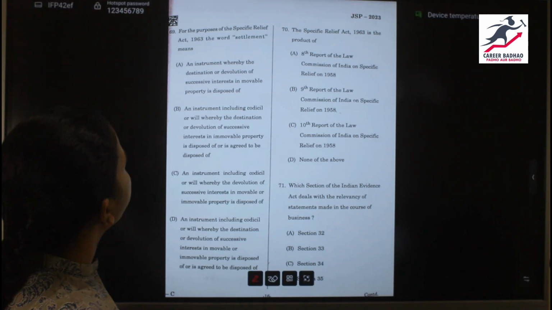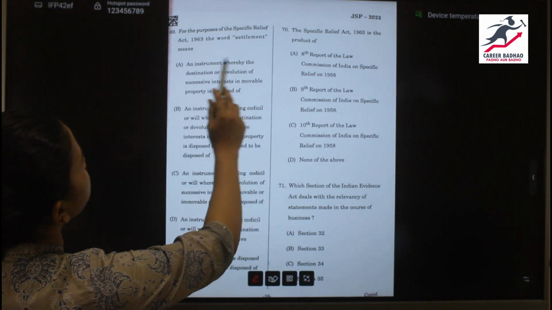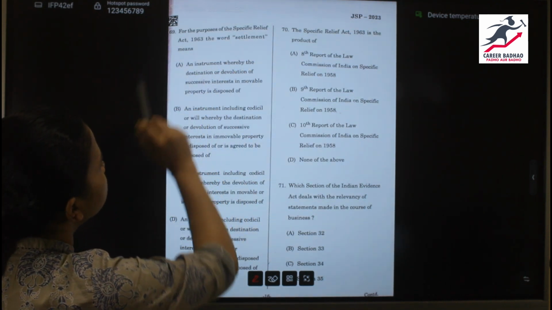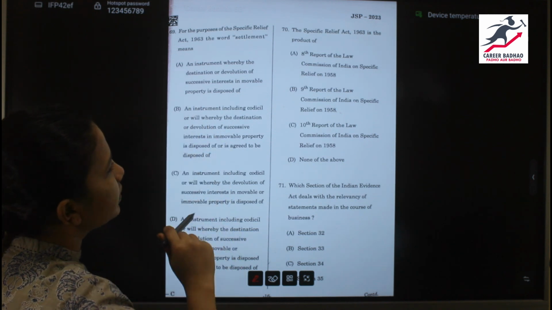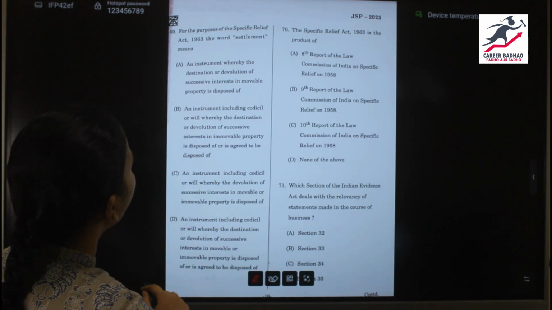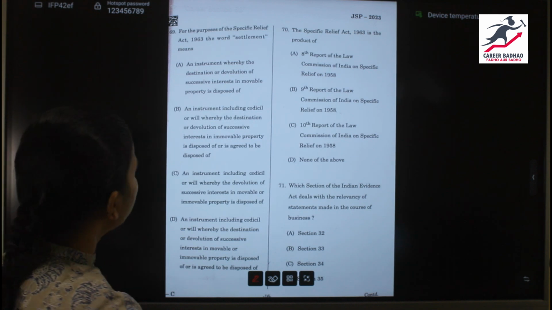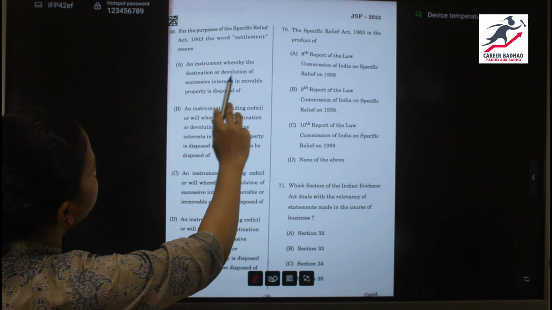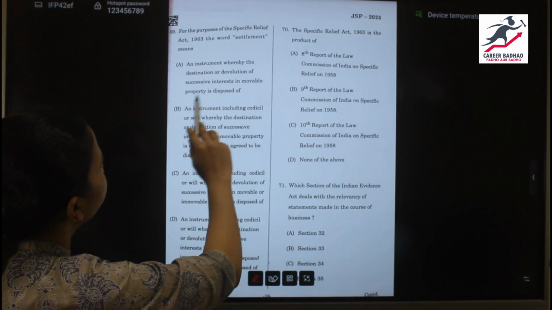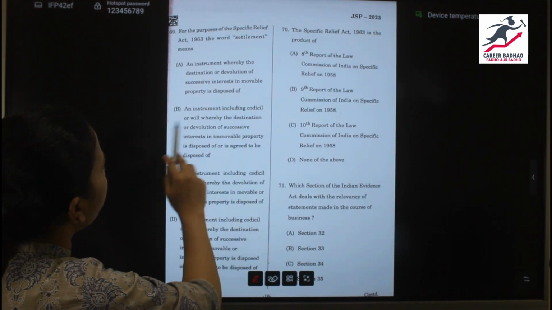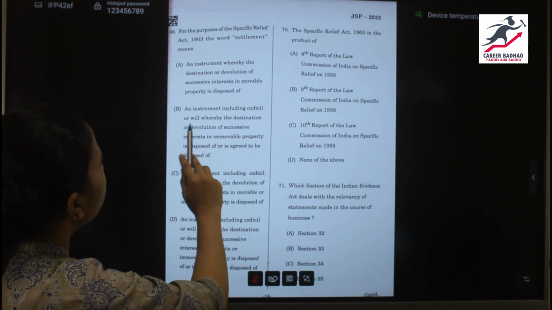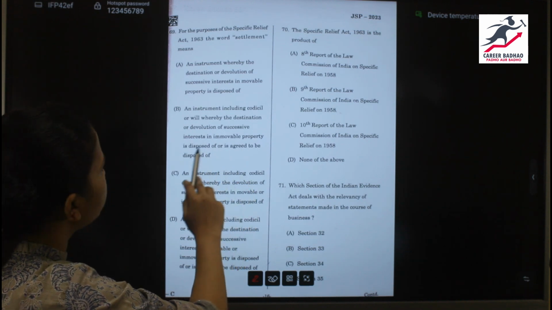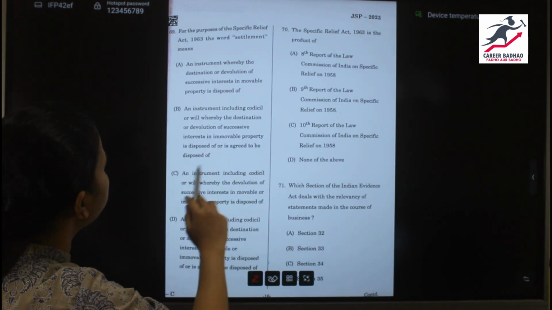Right. Question number 69. For the purposes of the Specific Relief Act 1963, the word settlement has been dealt under section 2A of the Specific Relief Act. So here let's see the options. Option A, an instrument whereby the destination or devolution of successive interest in movable property is disposed of, no. Option B, an instrument including codicil or will whereby the destination or devolution of successive interest in immovable property is disposed of or is agreed to be disposed of, no.